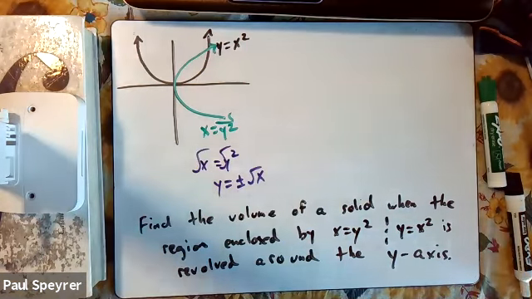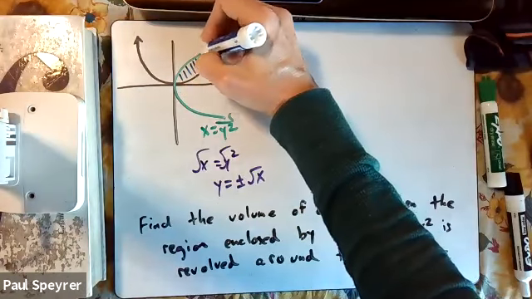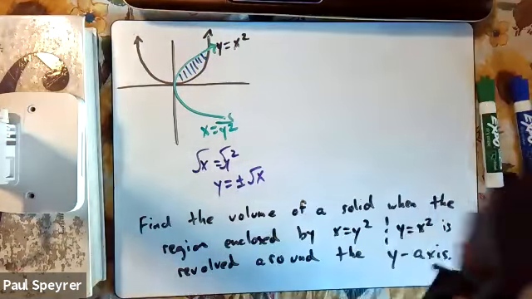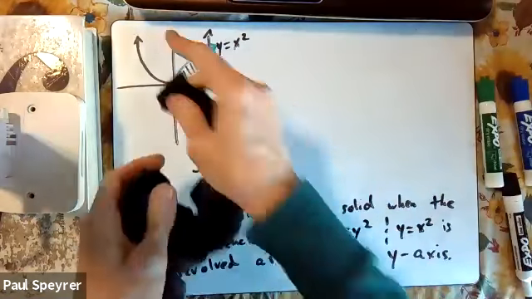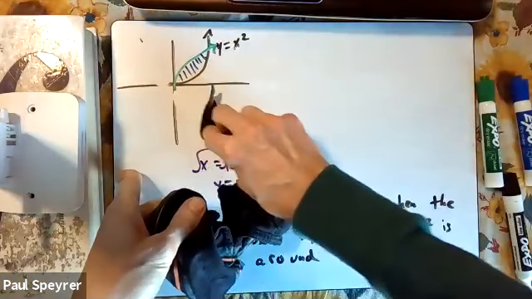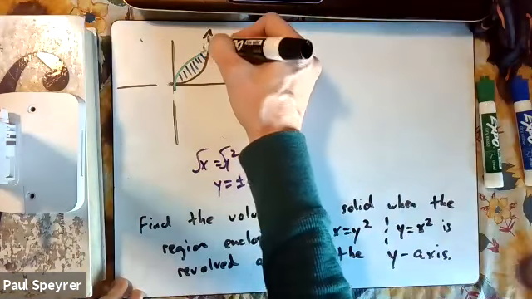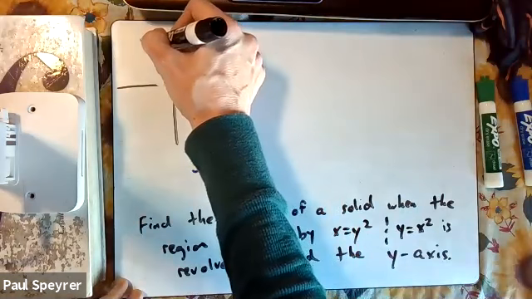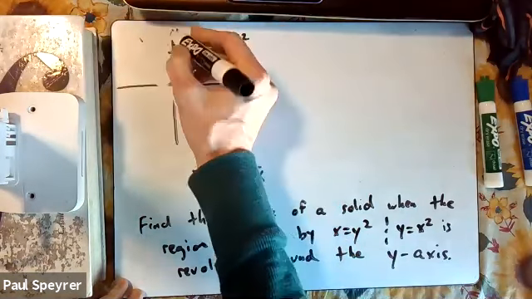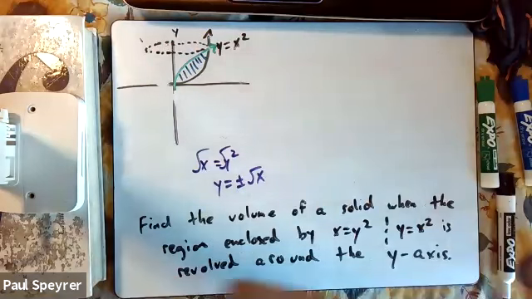So, region enclosed. What are we looking for? This, right? We're taking this now, and we're not rotating it about the x-axis. We're taking it and rotating it about the y-axis. So if we take this and rotate it about the y, through the y-axis, it'll look something like that, right?